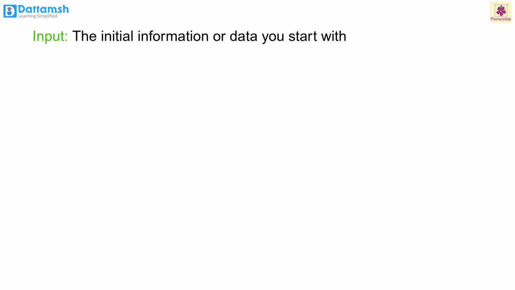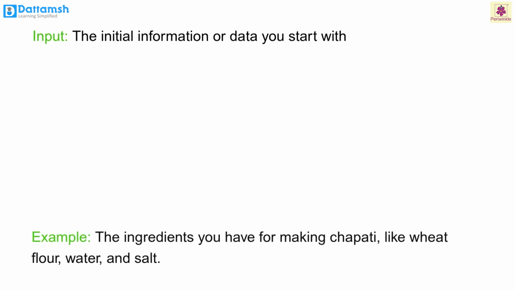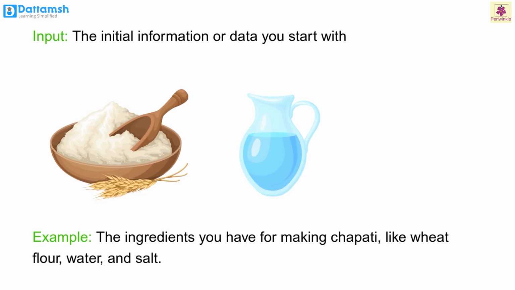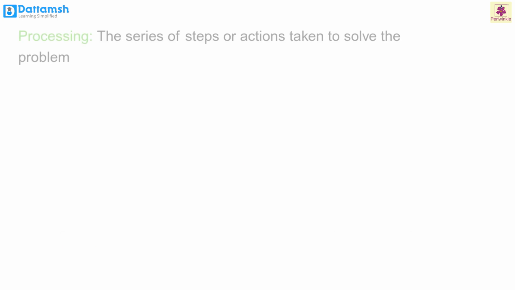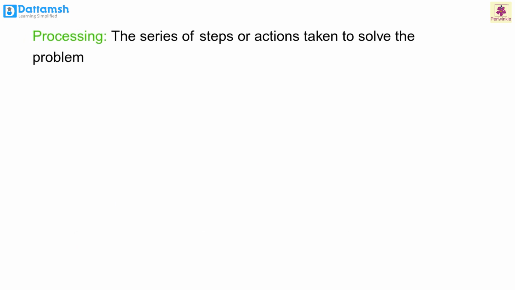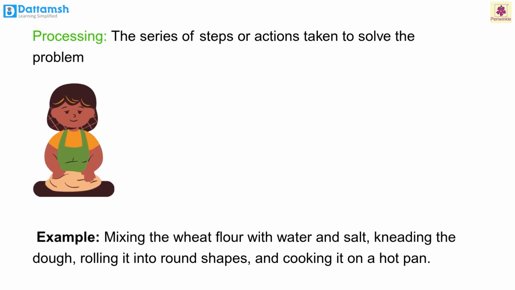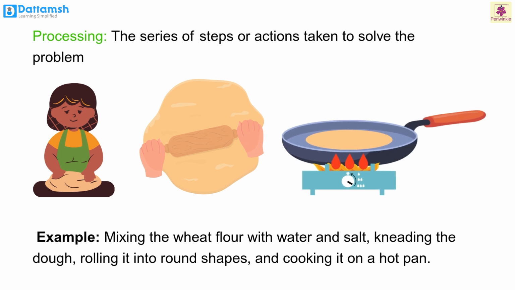Key points of an algorithm. Input. The initial information or data you start with. For example, the ingredients you have for making chapati like wheat flour, water and salt. Processing. The series of steps or actions taken to solve the problem. For example, mixing the wheat flour with water and salt, kneading the dough, rolling it into round shapes and cooking it on a hot pan.